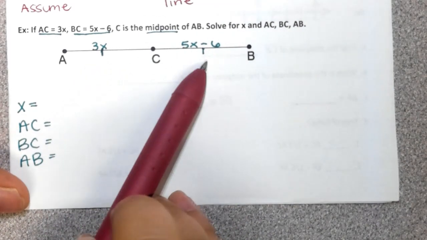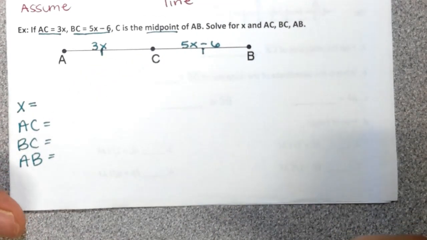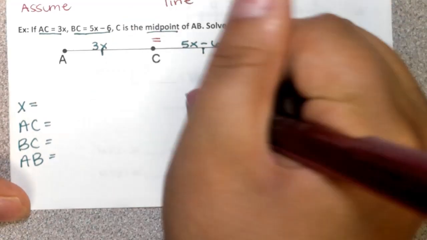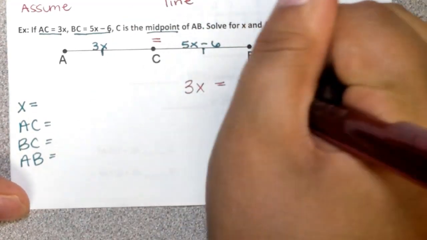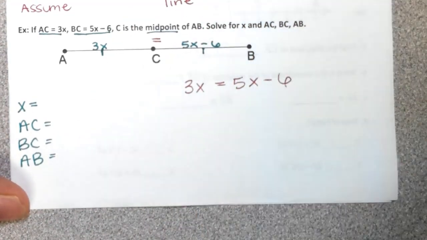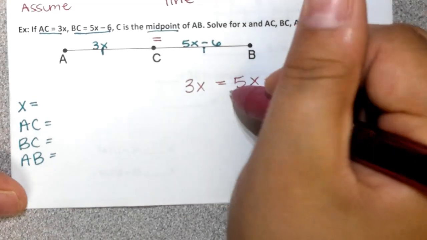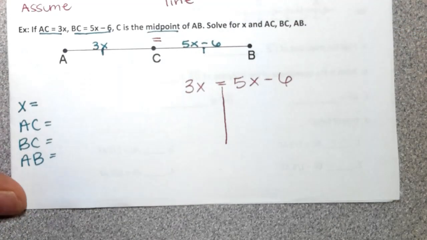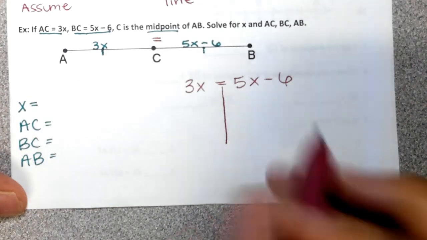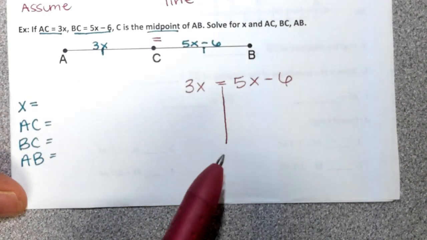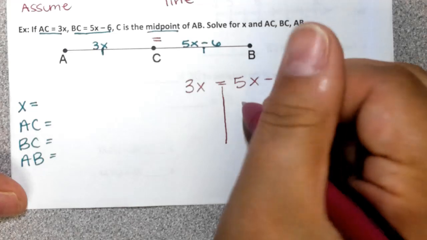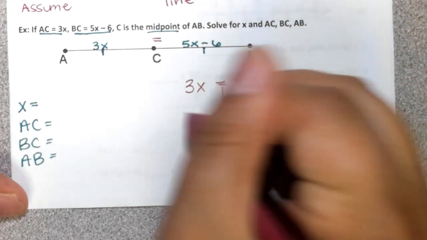This has tick marks. They are the same. What symbol in math means the same? Equal. So I can say 3x equals 5x minus 6. Now, when I solve this, I just want to get x's to the left because it'll be easier. X is on the same side or different sides? So what am I going to need to do? Subtract.